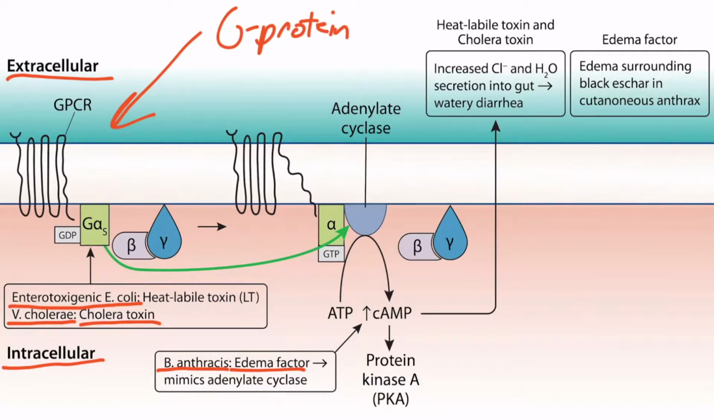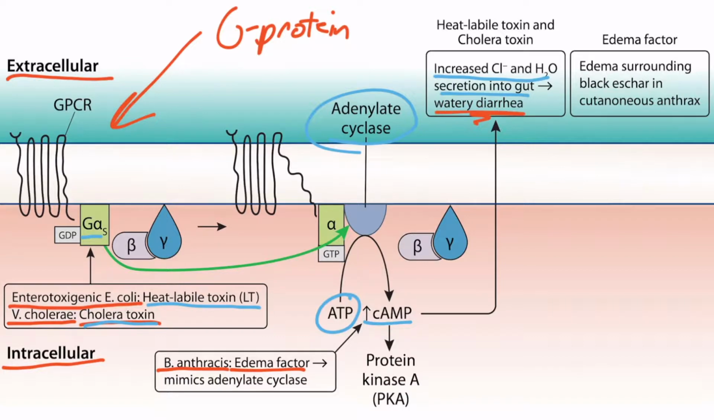Well, the heat-labile toxin and the cholera toxin will stimulate this G-alpha-S subunit of the G protein complex. Once activated, this G-alpha-S subunit will go and activate adenylate cyclase. Adenylate cyclase will convert ATP to cyclic AMP. The net effect of high cyclic AMP is to increase chloride and water in the lumen of the GI tract, as we've written up here. This ultimately results in watery diarrhea.